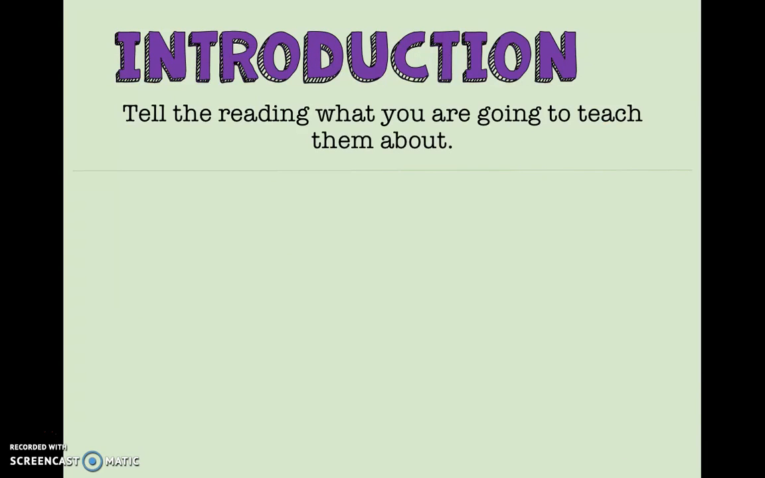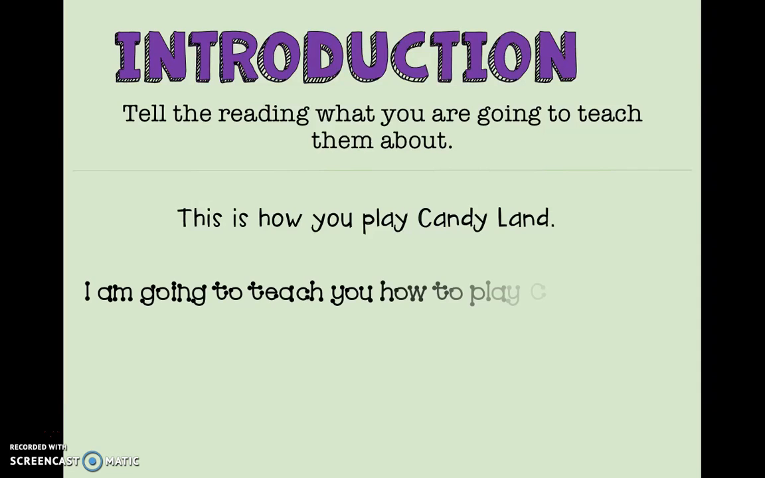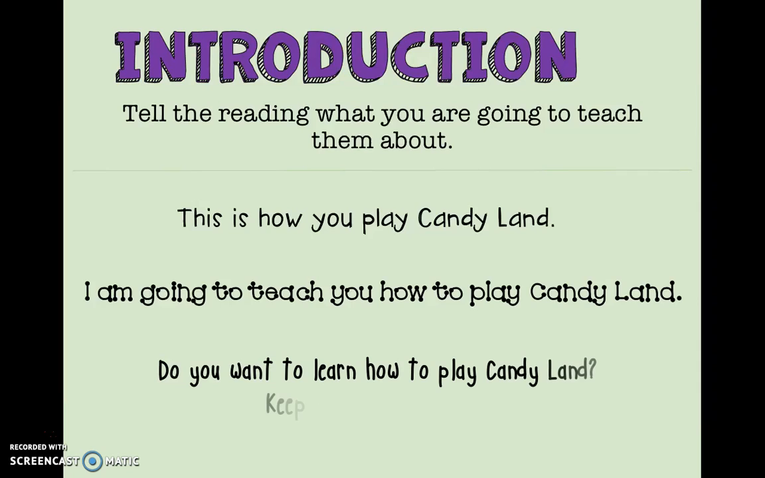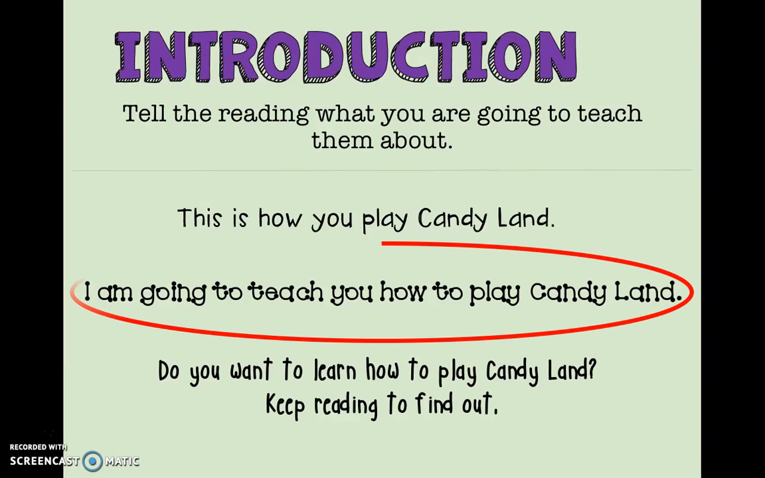You must start off your how-to writing with an introduction by telling the reader what you're going to teach them about. Here are a few options you could use. This is how you play Candyland. I am going to teach you how to play Candyland. Or, do you want to learn how to play Candyland? Keep reading to find out. Now, I really like this middle one, so that's how I'm going to start my how-to writing. I'm going to teach you how to play Candyland, but you could use any of these.